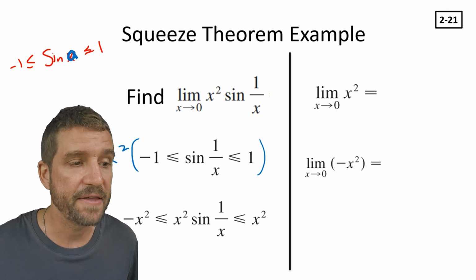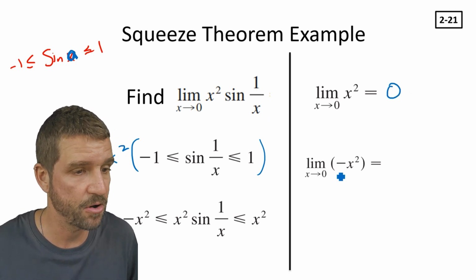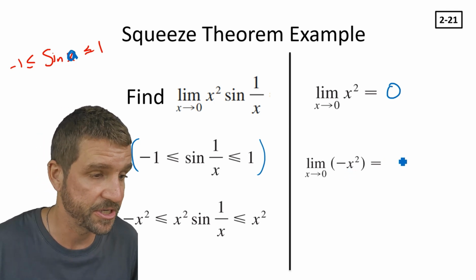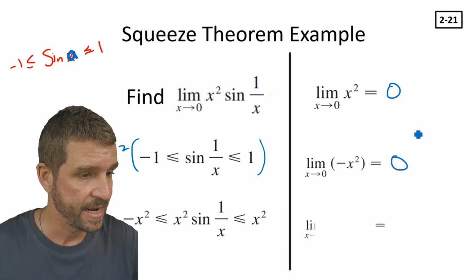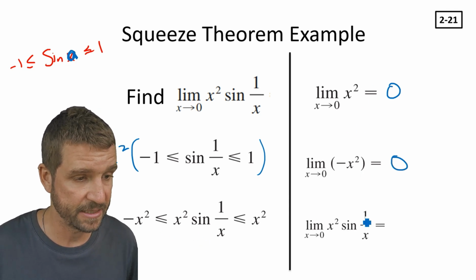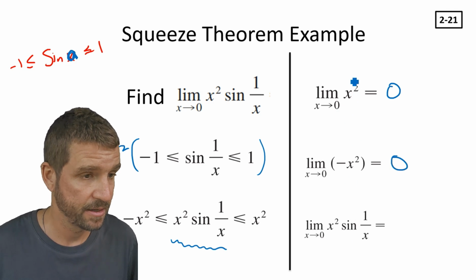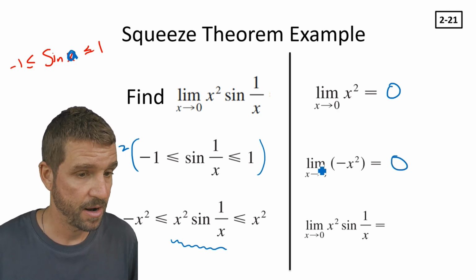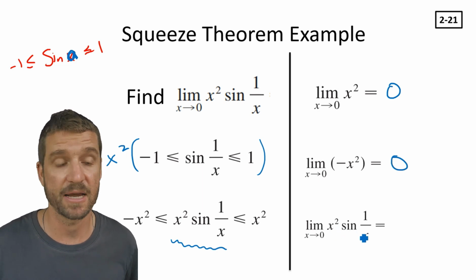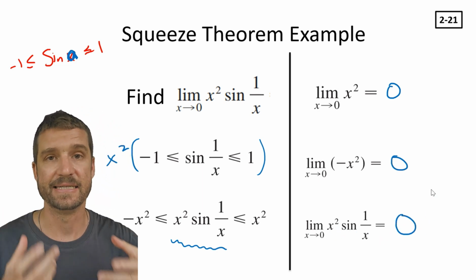All right, I hope you tried these. These are pretty easy, right? The limit as x approaches 0 of x squared is simply 0. The limit as x approaches 0 of -x squared is just -0, which is just 0, all right? And because we know that this function is squeezed between these two, therefore we know that the limit as x approaches 0 of x squared times sine of 1 over x will also be 0, okay?